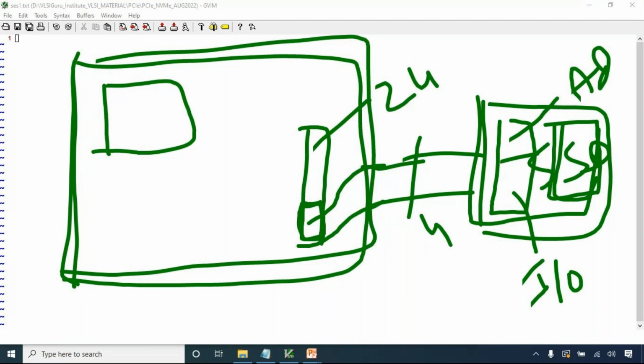My PCIe motherboard slot can be supporting 32 lanes, or it can be supporting 24 lanes. Out of the 24 lanes, I'm going to consume 4 lanes for the SSD connection. My SSD will have 4 lanes, so those 4 lanes will be inserted into it. The remaining 20 lanes can be used for some other connections.